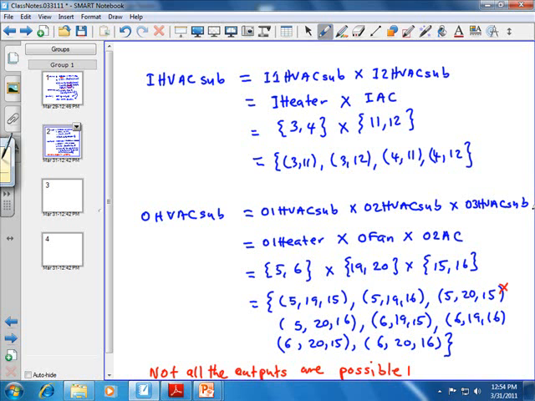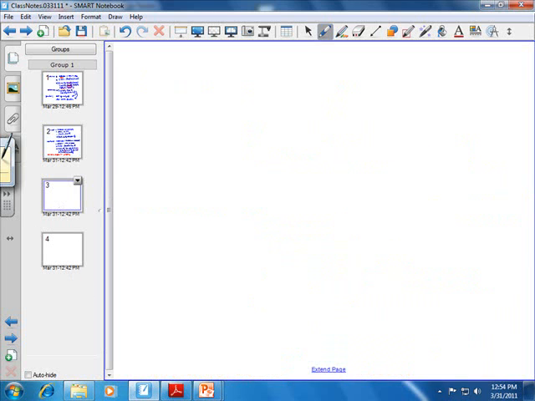So we can use similar reasoning, and we can rule out this one as a 16 and a 5, 20. One is on, one is off. So that's not possible. 6, 19, 16 is not possible. 6, 20, 15, that's not possible. So we have four outputs that are possible. 1, 2, 3, 4. Okay? So the last part is the next state function. This is a little bit more involved. So now we would like to define the next state function for the coupled model.